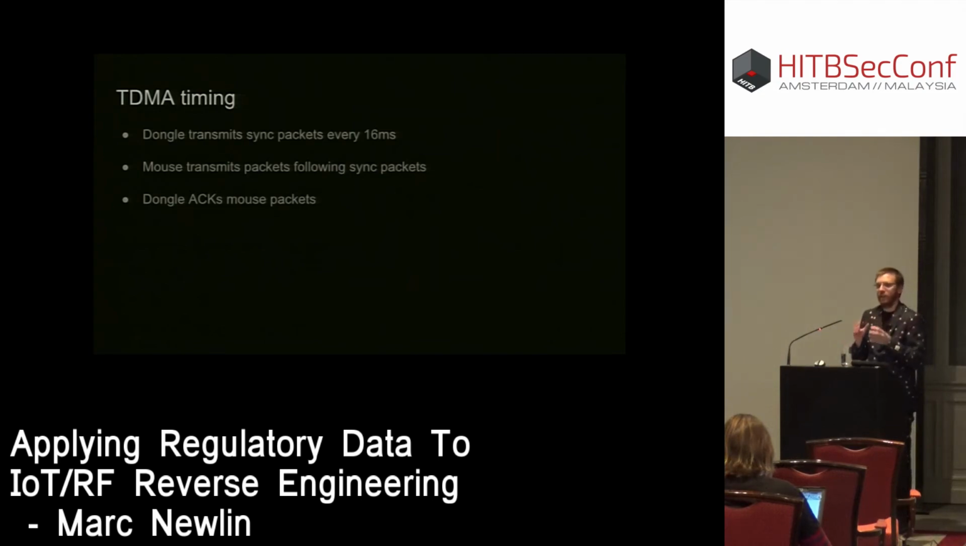So we have an idea of what the packet format is for both the mouse and the dongle. And now we want to verify what the timing is. The assumption here, based on the spectrogram, is that the dongle transmits packets every 16 milliseconds. Just following every dongle packet, the mouse has an opportunity to transmit a packet. If it does, the dongle then ACKs a few hundred microseconds later. And knowing this behavior, we can then potentially build a fuzzer, start transmitting, etc.